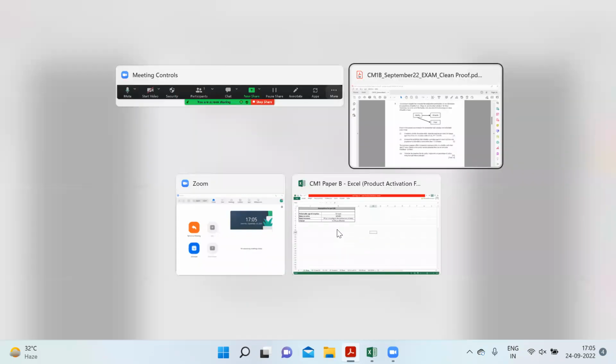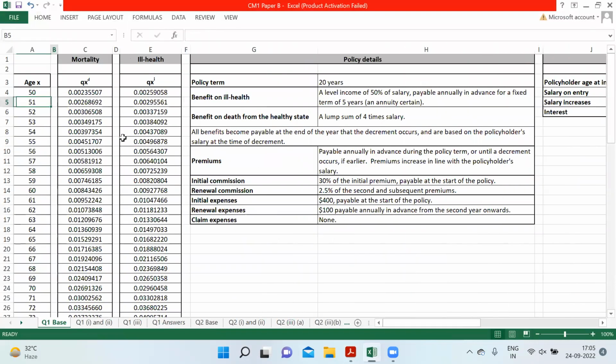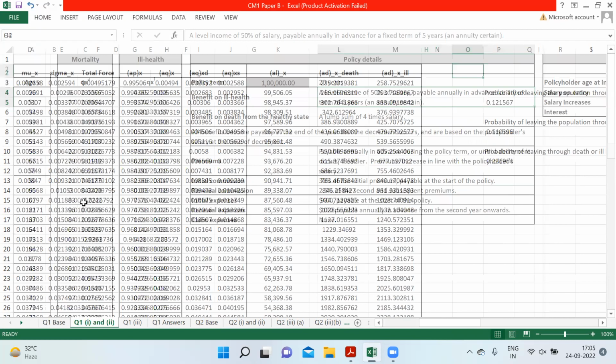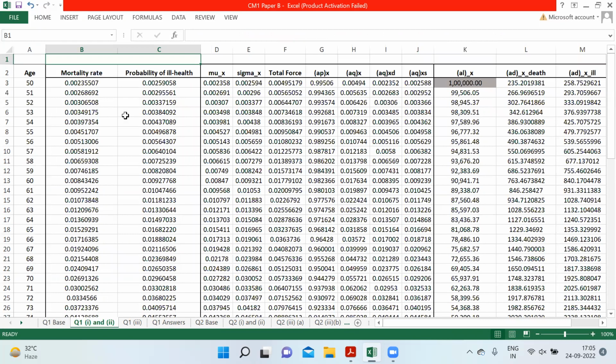So in the sheet, you have been provided this base where we have been provided the mortality of qxd, qxi, and other details. For the first part, we need to calculate the mortality rate, double decrement table. So from this table, we've just pulled out the mortality and the probability of ill health both, so qxi and qxd from these tables. And then you can calculate the mu x, which is nothing but minus ln of 1 minus qx from this table for both mu and sigma, which are the two decrements, death and ill health.